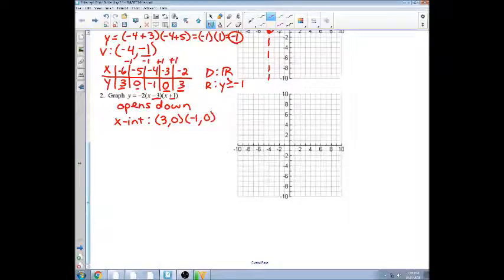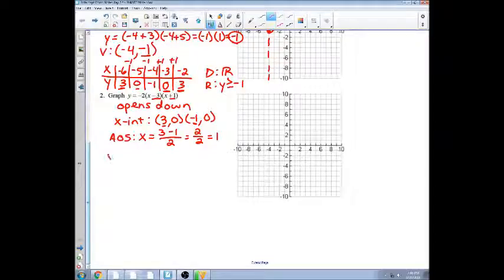To find my axis of symmetry, I will use 3 and negative 1. So x equals 3 minus 1, because it's 3 plus negative 1, right? It's the same thing as 3 minus 1. Divide that by 2. 3 minus 1 is 2. Divided by 2, that'll give me 1.